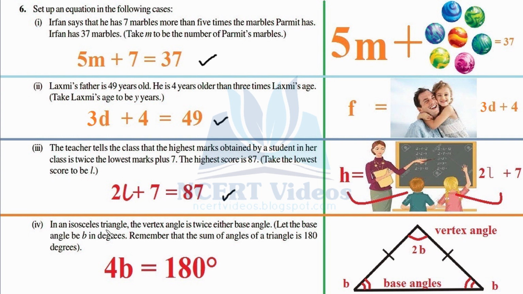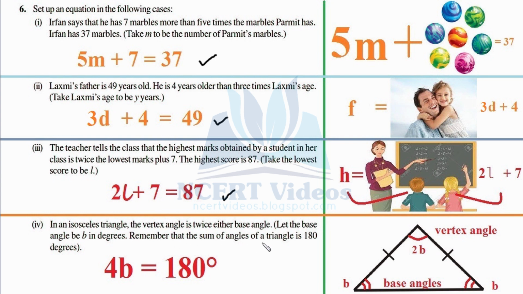Now the last part, in an isosceles triangle. So first of all, what is an isosceles triangle? Let us rewind. So it has a vertex angle and 2 same base angles. So base angles are equal in case of an isosceles triangle, whereas the 2 sides connecting the vertex angle are also equal. So these are equal, these are equal. The vertex angle is twice the base angle. If it is b, then it will be 2b. That is 2 times b. Now let the base angle be b. We have taken it b.